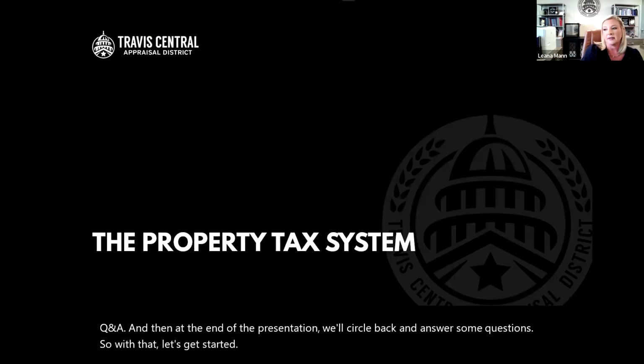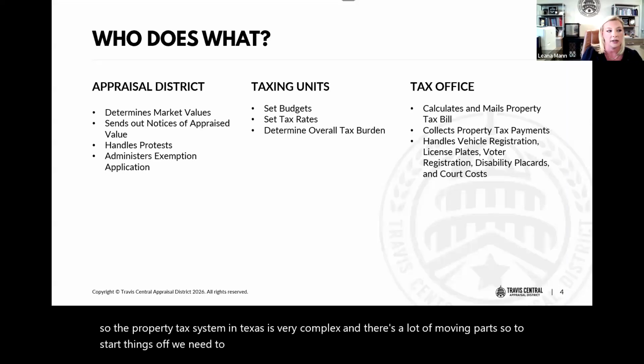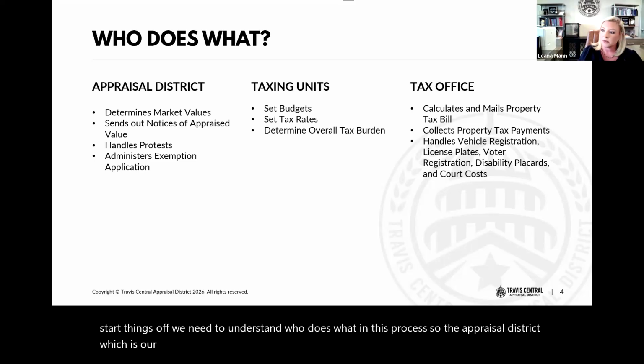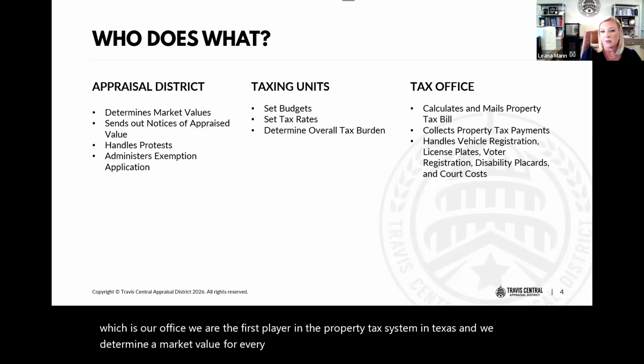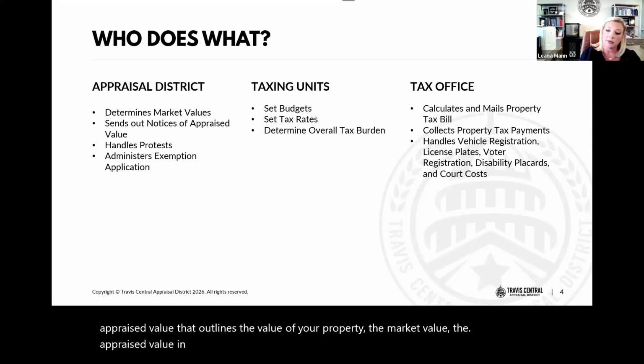So the property tax system in Texas is very complex, and there's a lot of moving parts. So to start things off, we need to understand who does what in this process. So the appraisal district, which is our office, we are the first player in the property tax system in Texas. And we determine a market value for every property in Travis County. Then we send out a notice of appraised value that outlines the value of your property, the market value, the appraised value, and any exemptions. And then if you don't agree with that market value, you have the opportunity to protest, and our office also handles all of those protests.